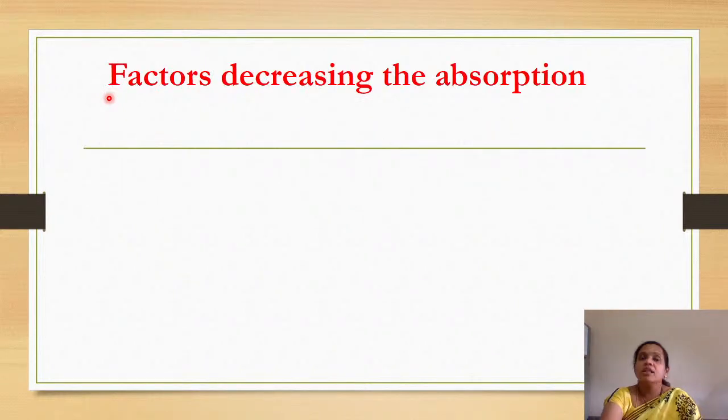Now we'll see what are the factors that decrease the absorption. Till now we have seen acidity, presence of amino acids like lysine and arginine in the diet, and presence of vitamin D increase the absorption. Along with that, parathyroid hormone also increases the absorption, but it doesn't do it directly, it does it by activating vitamin D. Now we have to know what are the factors that decrease the absorption of calcium.